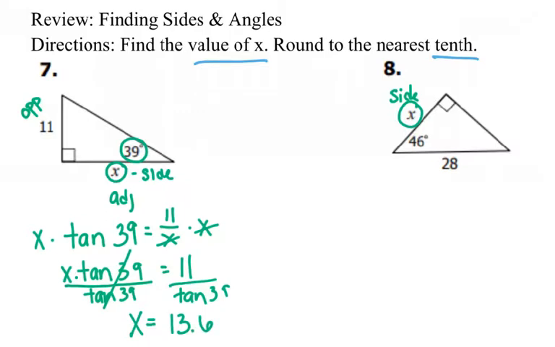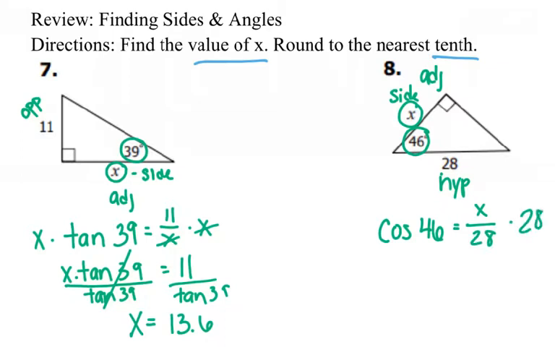Okay, if I look at number 8, my angle I'm referring to is 46. The side labeled 28 is my hypotenuse, my longest side, and then x is my adjacent. So I know that the only trig function that deals with these two is cosine. So the cosine of 46 equals the adjacent divided by the hypotenuse. Okay, so I'm going to get rid of dividing by 28, and I'm going to multiply both sides by 28. So 28 times the cosine of 46 is going to equal x. So all I have to do is put this in my calculator, and I get 19.5.